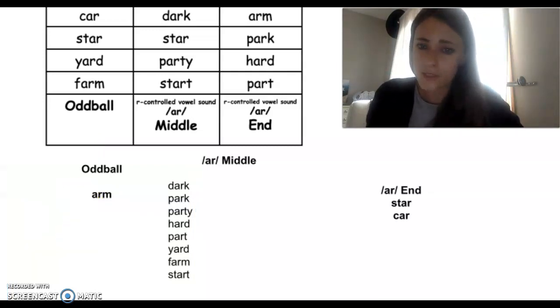So these are your words this week. Make sure you practice them in time for your spelling check-in next week.